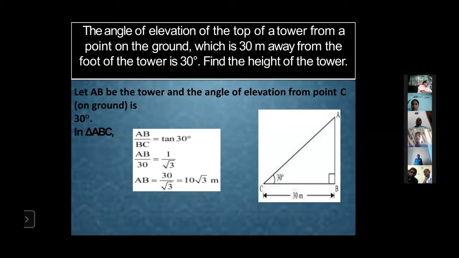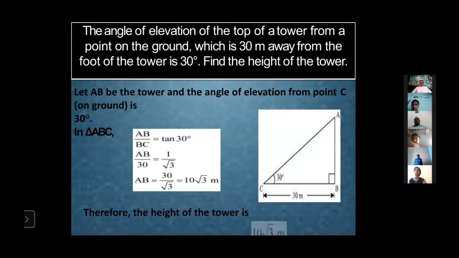It means 30 into root 3, and root 3 into root 3 is how much? 3. So 30 root 3 by 3. Here 3 ones are 3, 3 tens are 30, it will be cancelled. Remaining is 10 root 3 meters. Finally, we got the height of the tower. It is 10 root 3 meters. Did you understand this problem, friends?